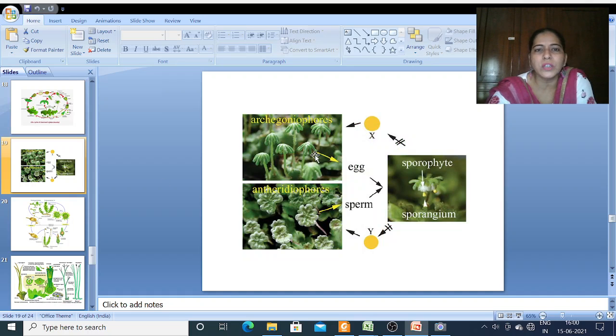Here we have the structure of the archegoniophores and antheridiophores. These are the real pictures, and then their fusion and the sporophyte formation starts over here. This is the sporophyte hanging down from the archegoniophore.